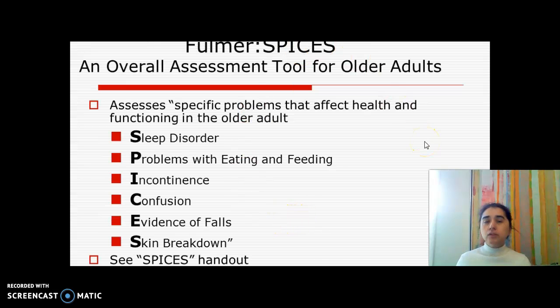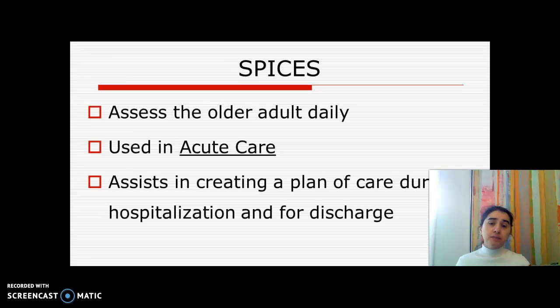The final tool that we use is Fulmer SPICES. Primarily it's used in acute care, and SPICES is an abbreviation for sleep disorder, problems with eating and feeding, incontinence, confusion, evidence of falls, and skin breakdown. This tool helps you to create a care plan, and eventually a plan for care during hospitalization and safe discharge.